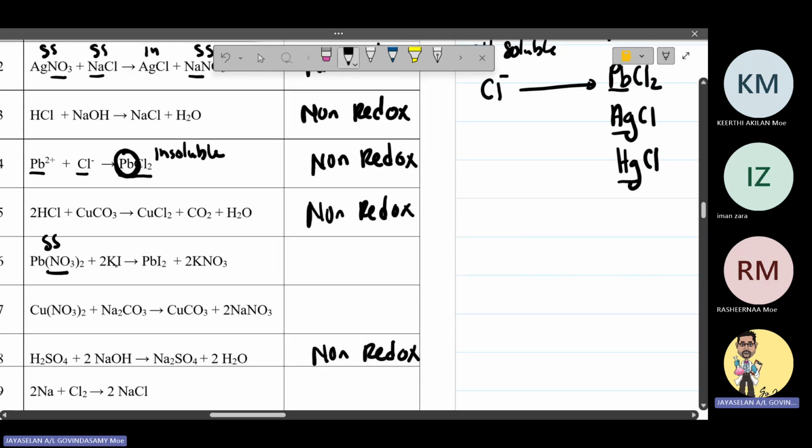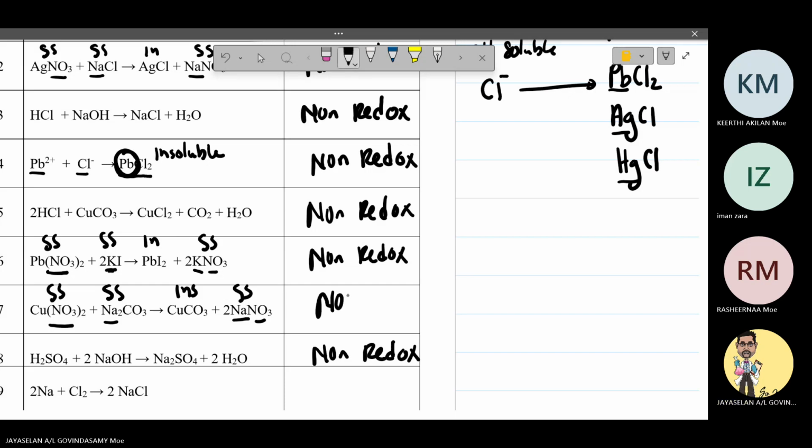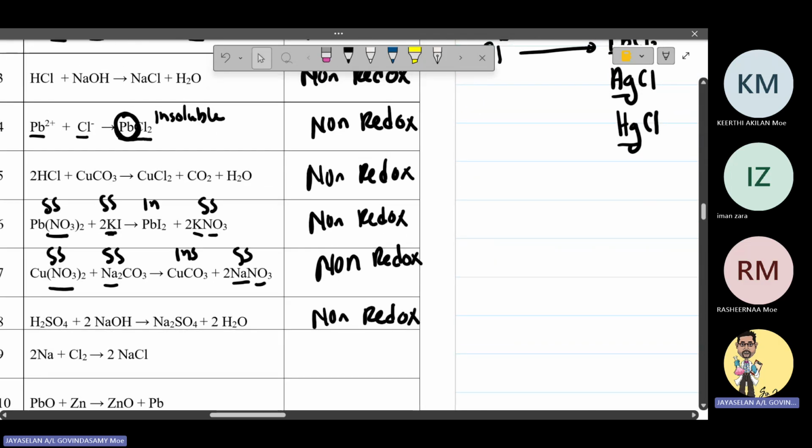Once this present soluble, this soluble, this is insoluble. Non-redox. Okay, look at this. Soluble, this soluble. Okay, this soluble, this is insoluble. Okay, redox. Any question?